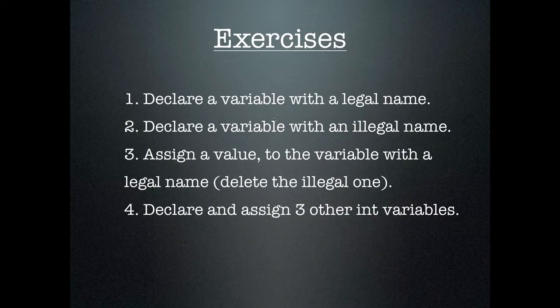And even though it's possible to use some of those I call illegal names, I strongly recommend that you don't do it because it's just a convention that programmers use. And then I want you to assign a value to the variable with a legal name and delete the illegal one. So you give a value to the first variable you made and you delete the declaration of the variable with the illegal name. And then I want you to declare and assign values to 3 other int variables. So basically what I just did, you make 3 variables of your own choice and you give them all a number.